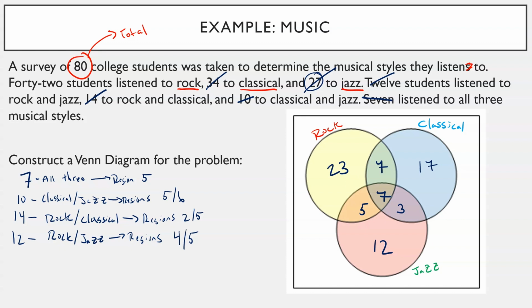So then here's the last thing you need to do. How many total students were in the survey? 80. So what you have to do is take 80 and start subtracting away all the numbers you've already accounted for. 80 minus 23 minus 7 minus 17 minus 5 minus 7 minus 3 minus 12 tells me that there are 6 students left outside.